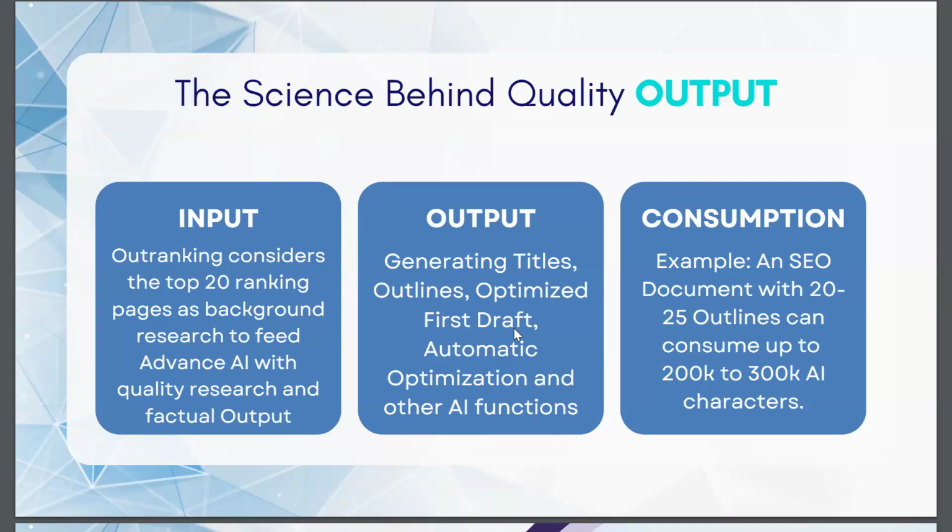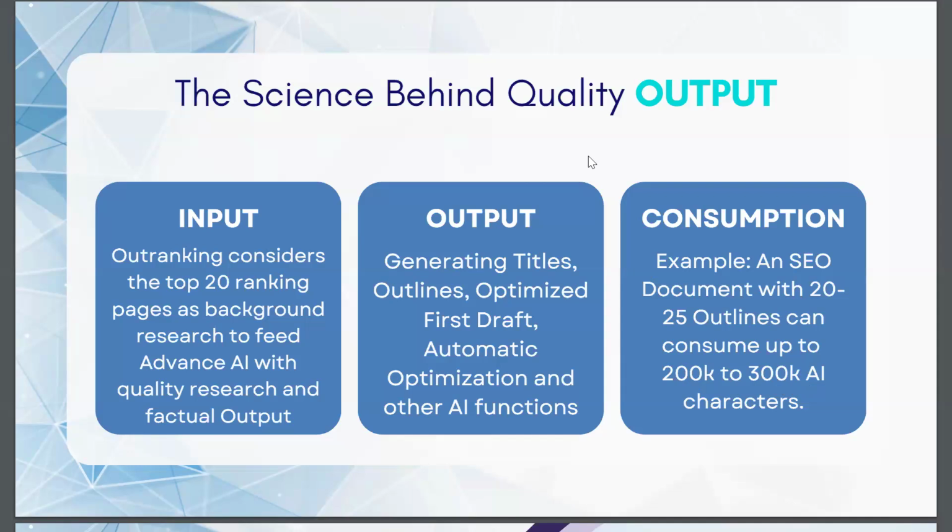So it considers those top 20 pages and additional URLs, if you add them. All of those are counted as background research to generate the output. And this is for the LTD users when I talk about consumption. An SEO document with around 20 to 25 outlines can consume up to 200K to 300K AI characters. So it's not that you have, let's say, 10K AI characters, and it will be enough for a document to generate a first draft. You won't be able to generate a first draft because it will add background research and then it will generate the output for you. So this is the minimum AI characters that it will consume.